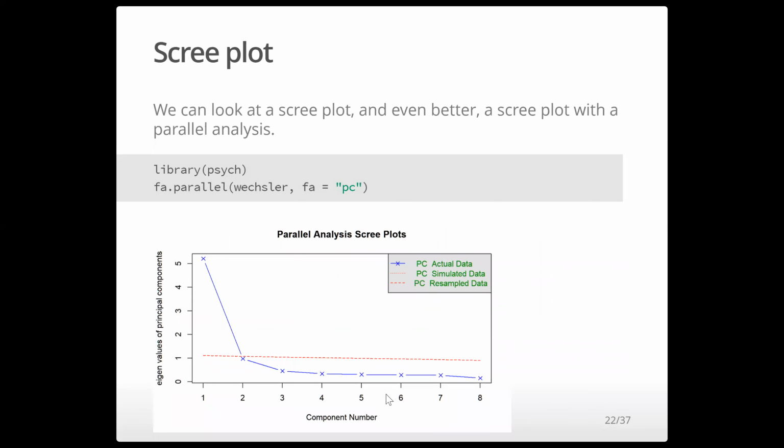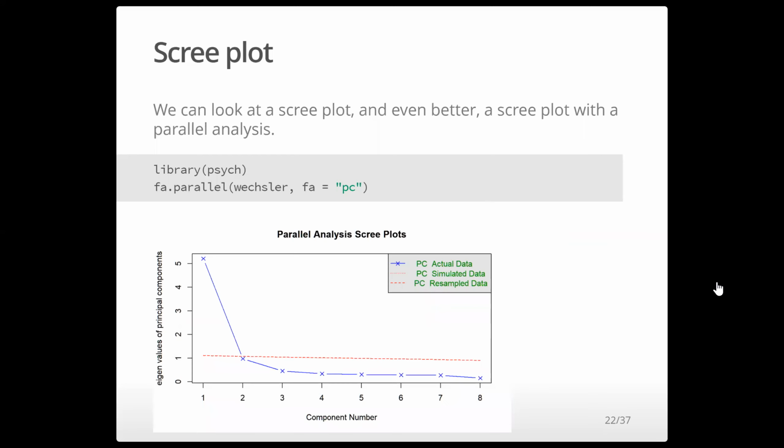is a Scree plot. We can do this just like we saw last week. Since we're using the principal component solution, we're going to use the principal component Scree plot, just like we saw last week. This is the same code for running the Scree plot that we saw before, and here I'm doing it with a parallel analysis.